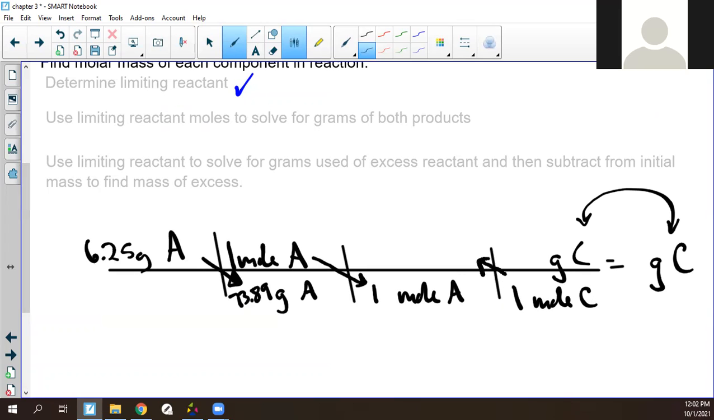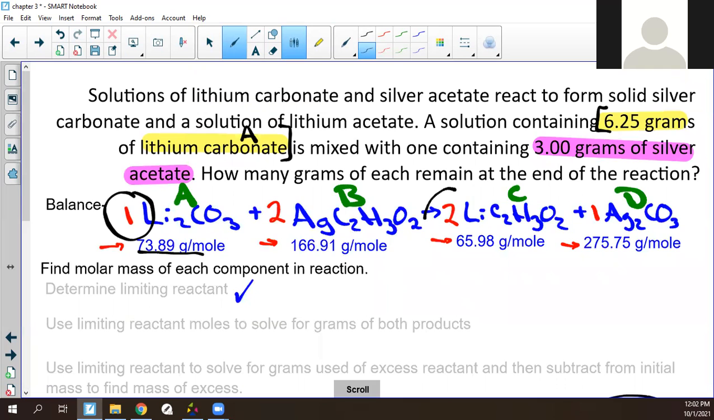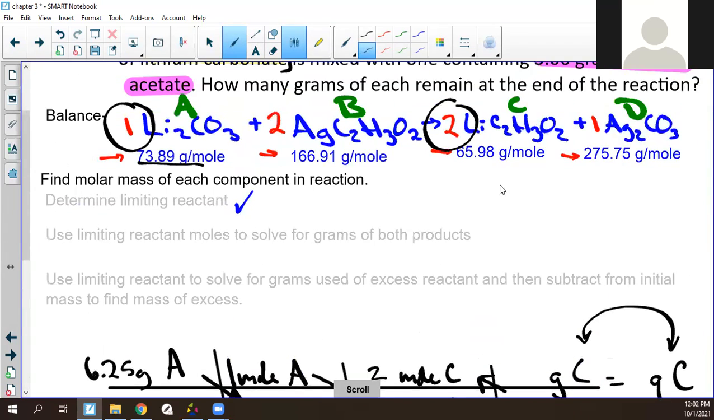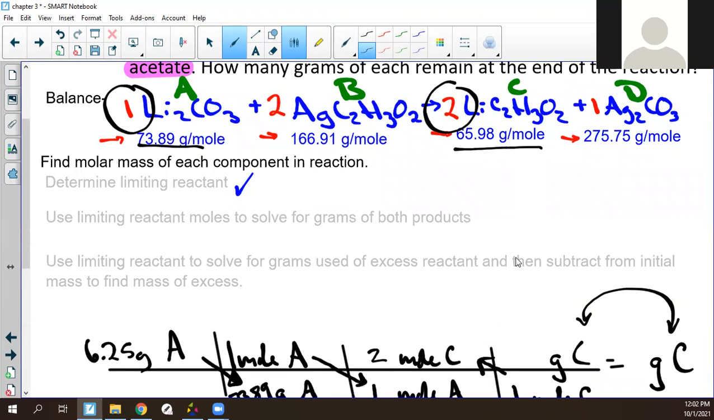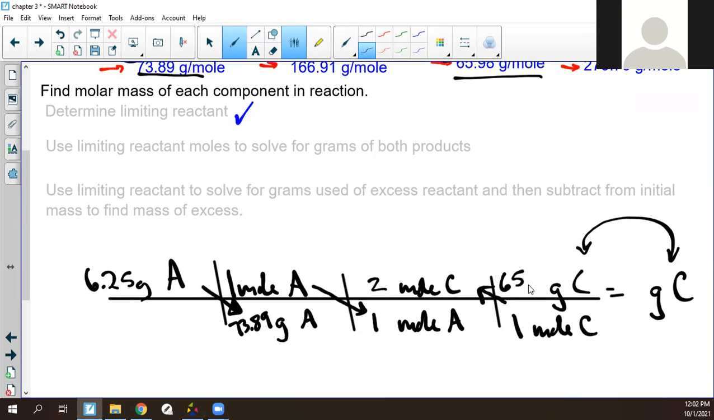So now that goes up there. So I have mole of C. And what's in front of C? A 2. Okay, oh, I never write the grams. The grams of C was 65.98. You don't really need to right now. Yeah, I'd be fine with that.